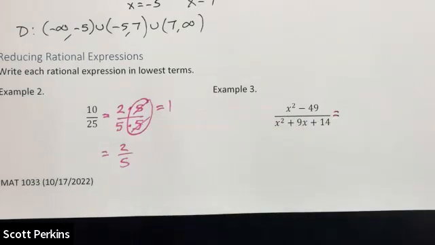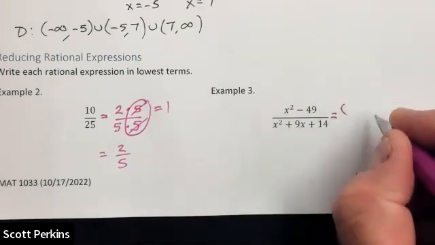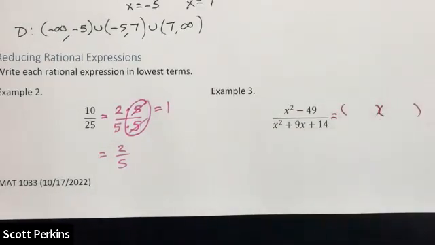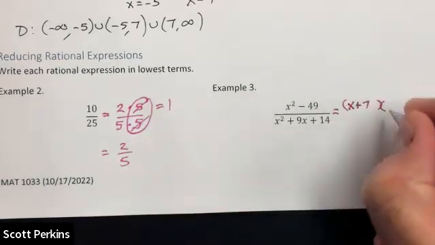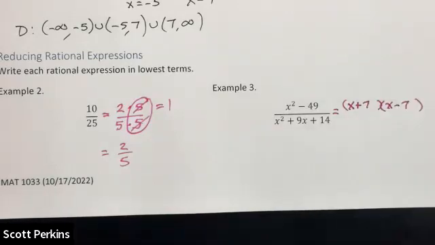So x squared minus 49, that's a difference of squares. What are my two factors going to be for x squared minus 49? Yes, x plus 7 and then x minus 7. Great job. Yep, it's a difference of squares, so be sure to change those signs in there.